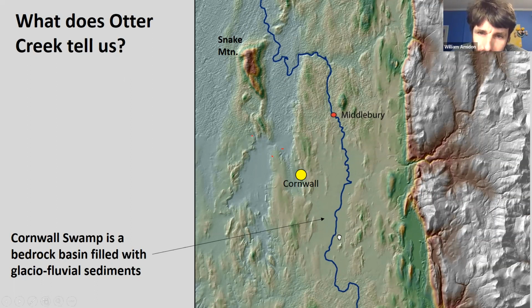It flows for miles through this Cornwall swamp, this low-lying wetland, right? Where the gradient of the river is extremely low. It's an alluvial channel. It's flowing over its own sediment. Clearly here, Otter Creek is filling up some pre-existing basin. There's some probably structural basin, or maybe it's a glacially eroded basin that Otter Creek is filling up with sediment. And once it filled it all up, it was able to continue flowing.